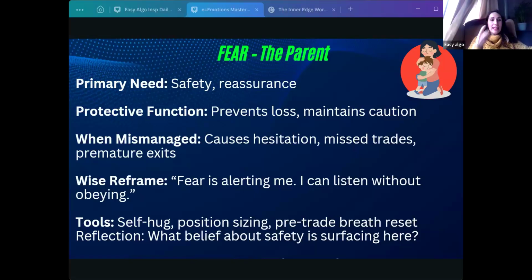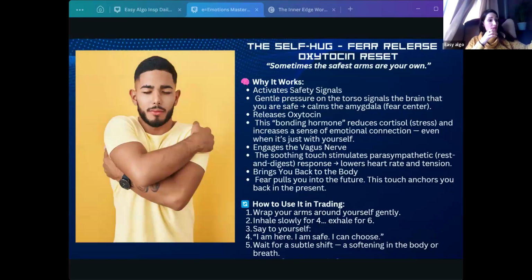And when we think about fear as a little wise reframe from the wise mind, fear is alerting me and I can listen without having to obey it. I can listen to it and I can be like, okay, but I can have courage and I can have access to these other things. I can access my tools. So one of the most amazing tools for this and totally underrated is actually grabbing, try it with me here for a moment.